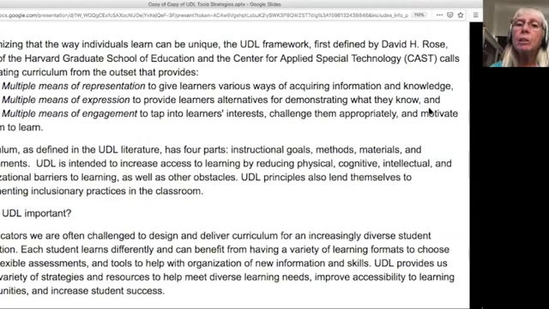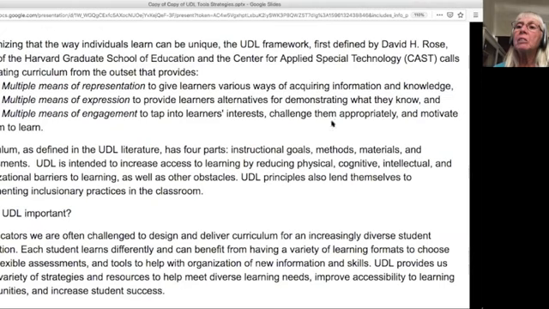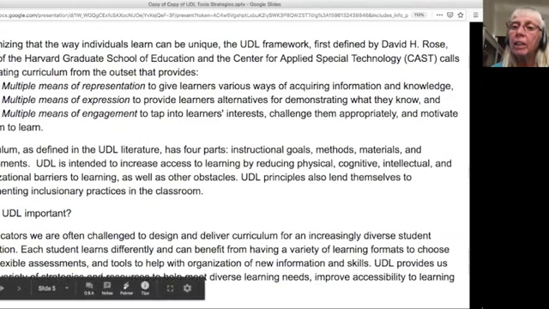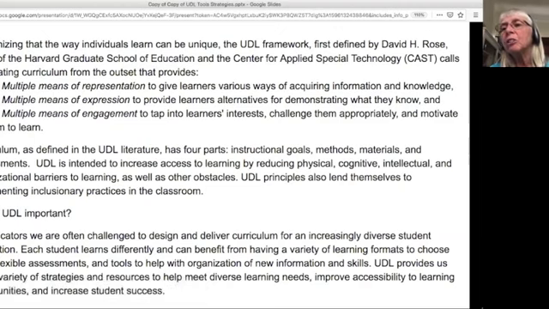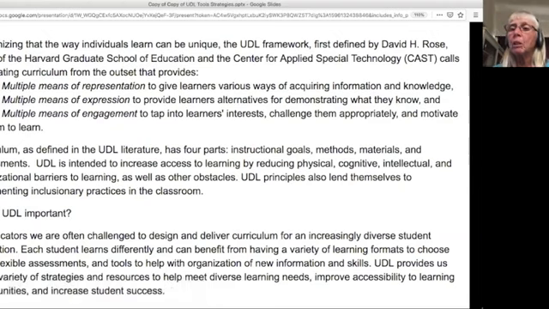So why is UDL important? Well, it's because we're the ones that are designing this curriculum and delivering it and working with these students in the classroom. So how do we increase our abilities, our capabilities to do this? And how do we encourage students of color to consider going into teaching as a profession once they graduate from our schools? Because we need them.